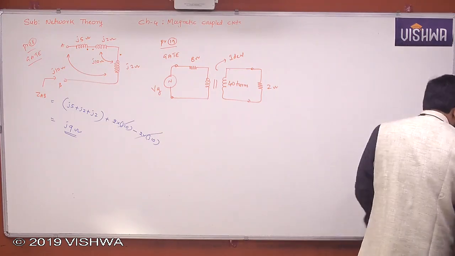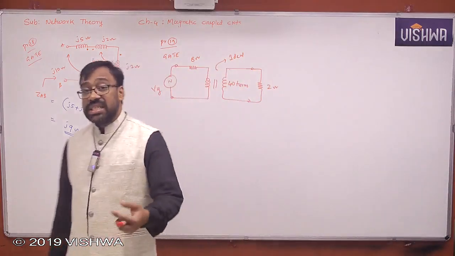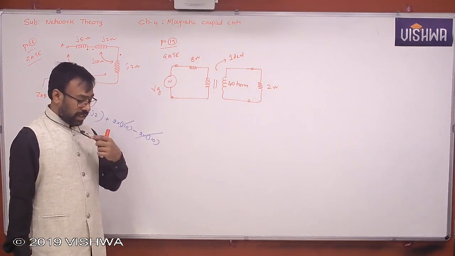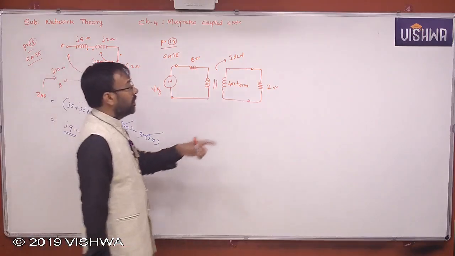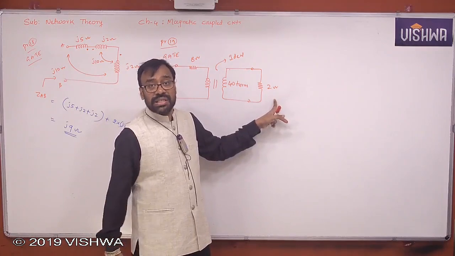You remember the maximum power transfer theorem we discussed in DC circuits. Of course, in AC circuits also. The first and important condition is what? The load must be variable. Understand all of you? But do you have a variable load here? It's a constant. It looks like constant.